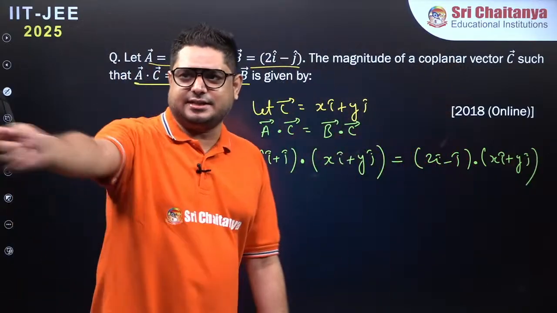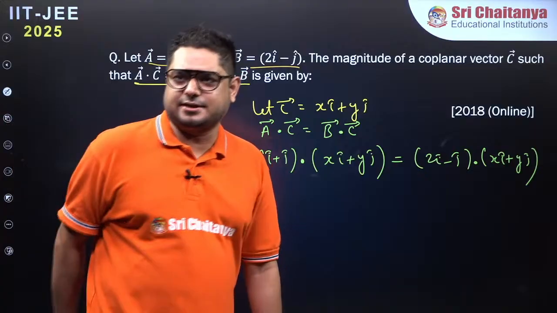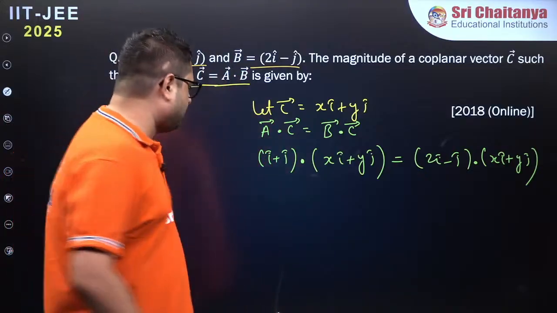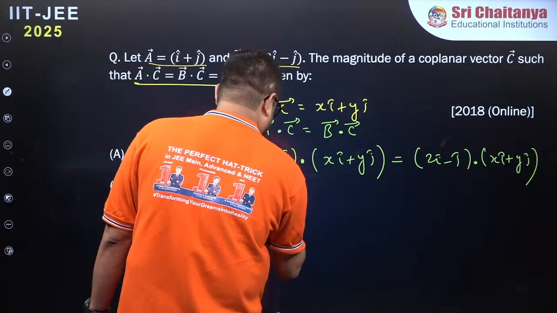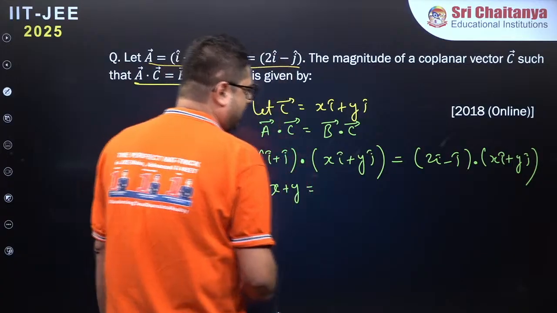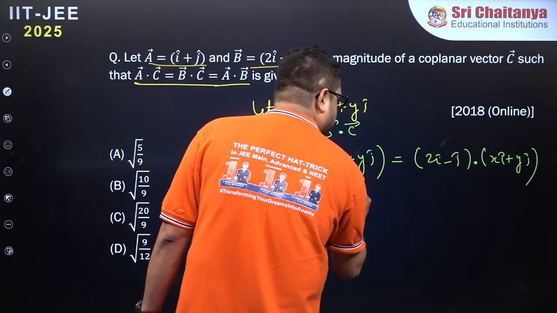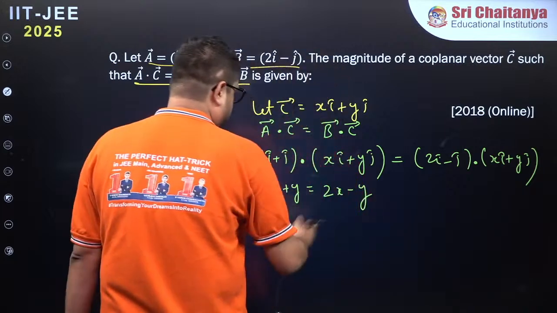Write down the answer over there in the chat box. The dot product, if you're able to comprehend the dot product over here, so what do you think it's going to be? So this is going to be x plus y. On the LHS I will be getting x plus y, and to the right I will be getting 2x minus y, isn't it? This is going to be our equation.